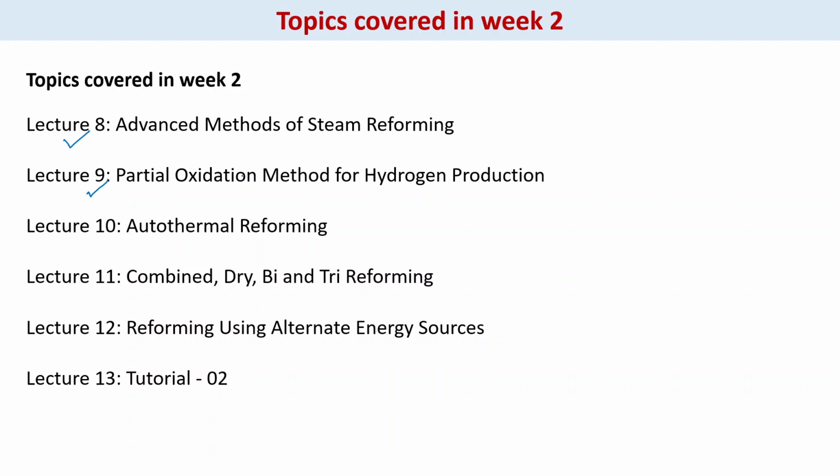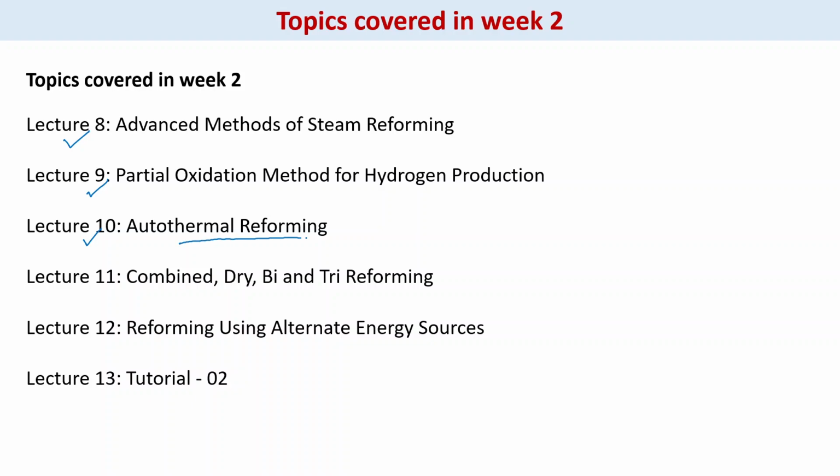partial oxidation method for hydrogen production. This is another process of producing hydrogen, where partial oxidation means a substoichiometric quantity of oxygen is required to generate hydrogen in the reactions. Next is lecture 10, the autothermal reforming process.